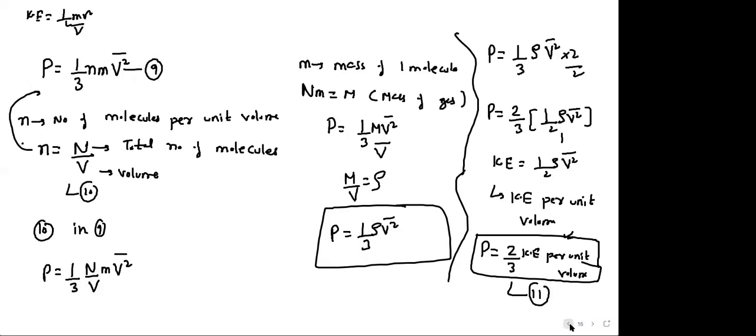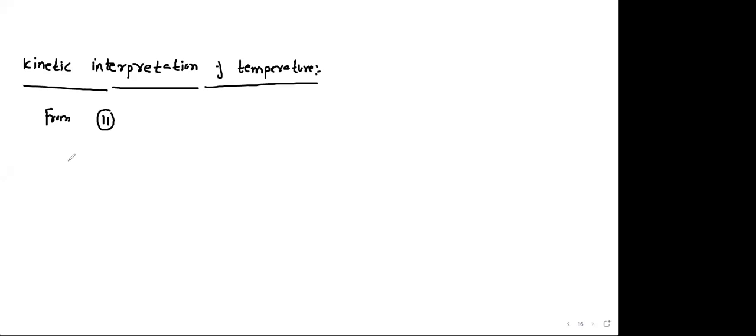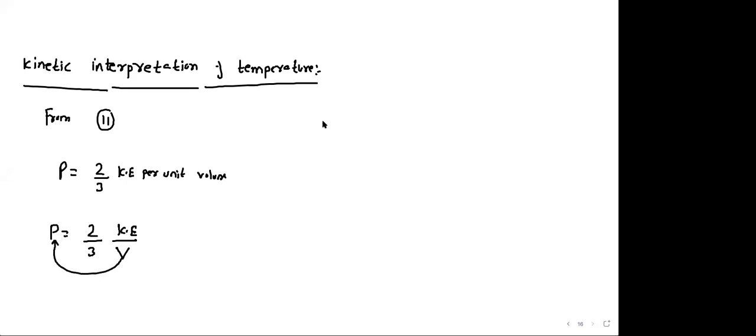From 11. What is 11? 11 is P is equal to 2 by 3 K per unit volume, that is, 2 by 3 kinetic energy per unit volume. So I can write this kinetic energy per unit volume as kinetic energy divided by volume, and multiply with V here. So what I get is PV is equal to 2 by 3 of kinetic energy. I call this equation number 12.